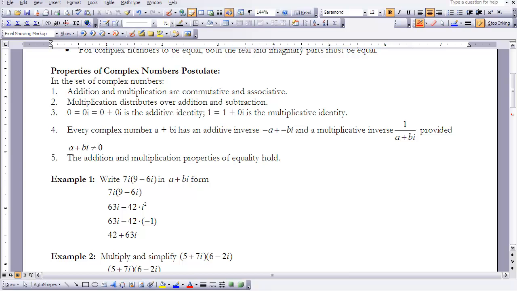So let's take a look at our first example here. We're going to look at 7i times 9 minus 6i, and we're going to put that in a plus bi form. So we need to distribute our 7i, that becomes 63i, minus 42 times i squared. And we know from our previous lesson that i squared is the same as -1, so we have 63i minus 42 times a -1. So that would give us a positive 42 plus 63i if we were going to be in a plus bi form. Remember, this is the real and this is the imaginary part.